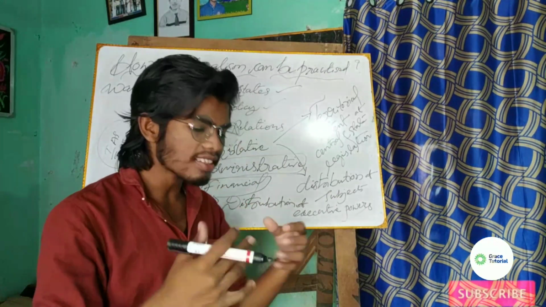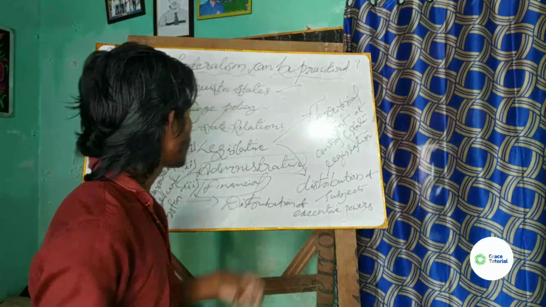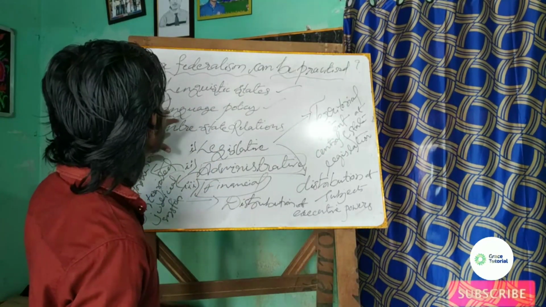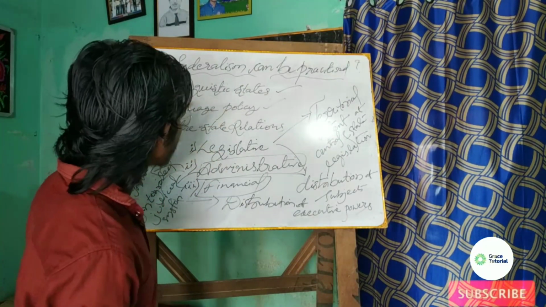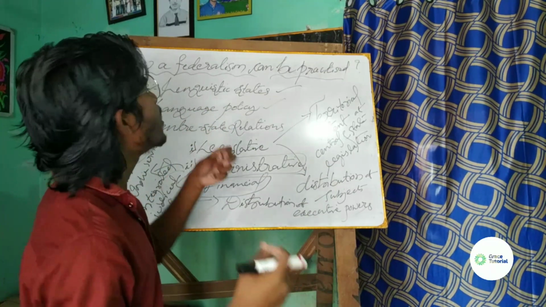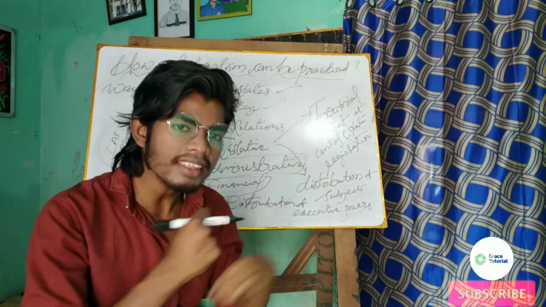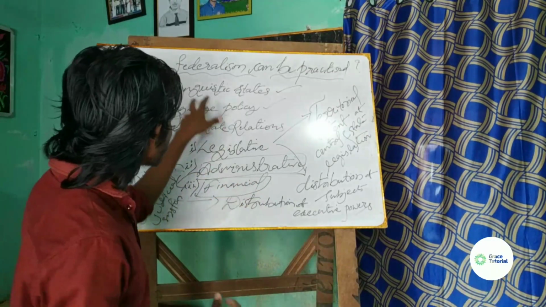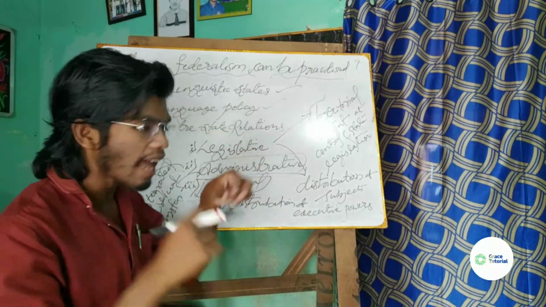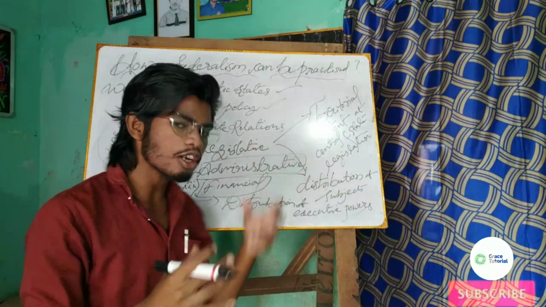I hope you understood. Once again, let me just give you a glance. In the first part, we discussed the different ways in which federalism can be practiced and strengthened in its practice. So what are the different ways? Number one, linguistic states. Number two, the language policy. And number three, the center-state relations.